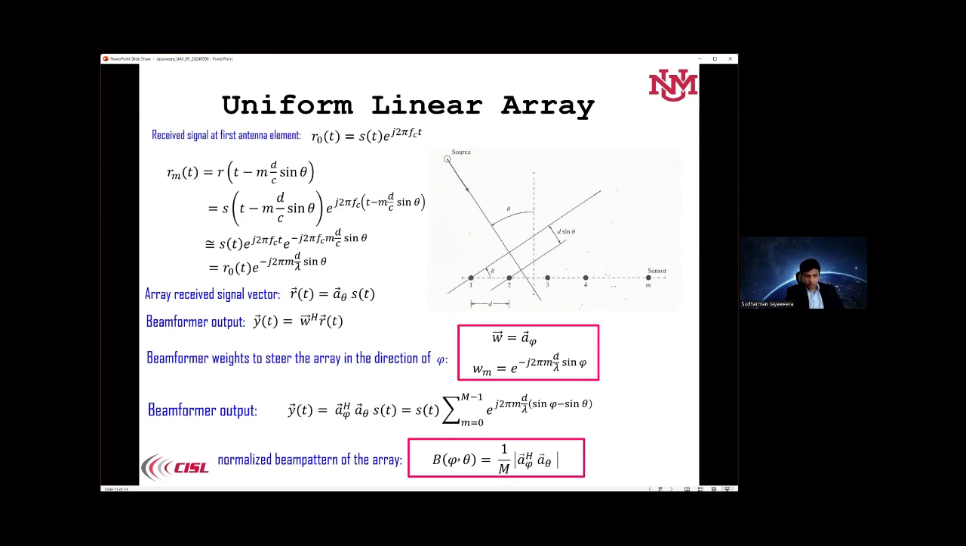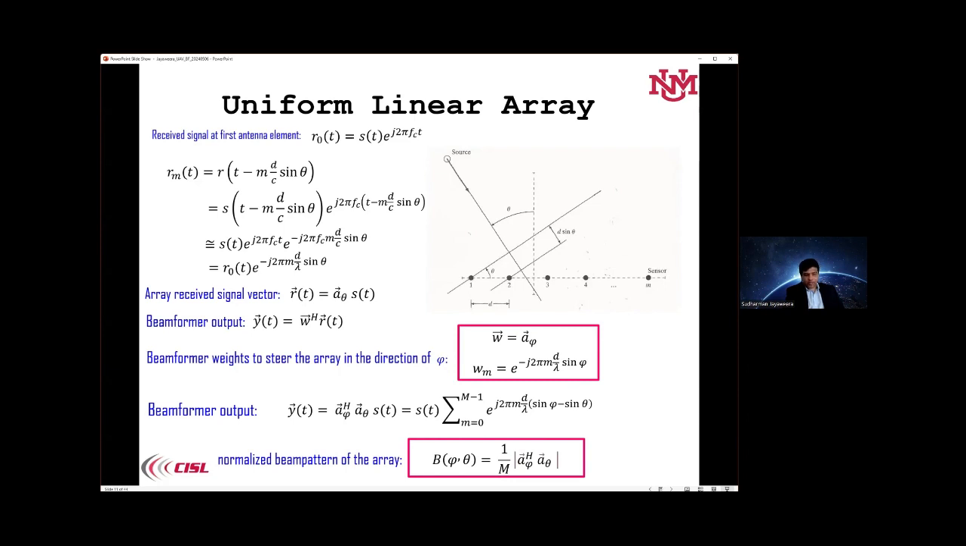Then the beamformer output, as you can see, simply becomes this sum over e to the j 2 pi m d over lambda times sine phi minus sine theta terms. Now, as you can see, this becomes maximum if phi is equal to theta. In other words, if the antenna array is pointed towards exactly the direction where the signal is coming from, theta, then you're going to get the maximum output, which is M times s of t.